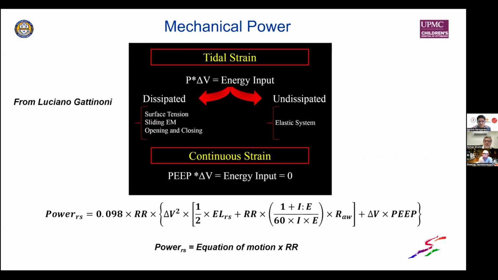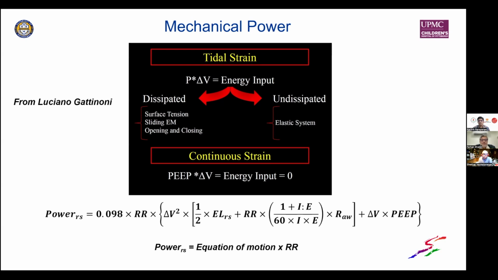Luciano Gattinoni in 2016 proposed that all the forces that the ventilator is using to inflate a lung do work on the lung. And therefore, we can represent the total work done by the ventilator, and he called that mechanical power.